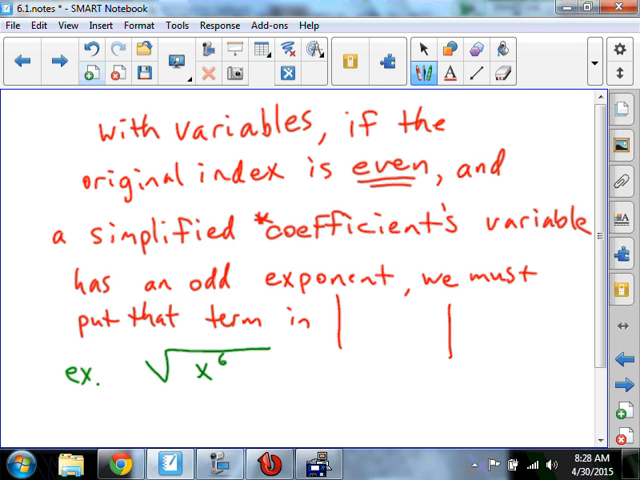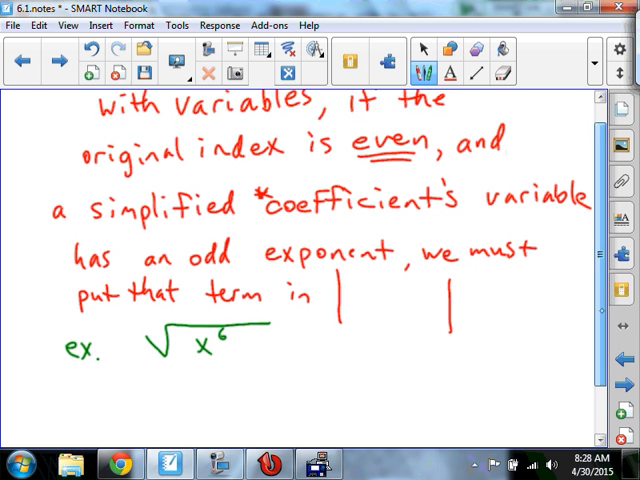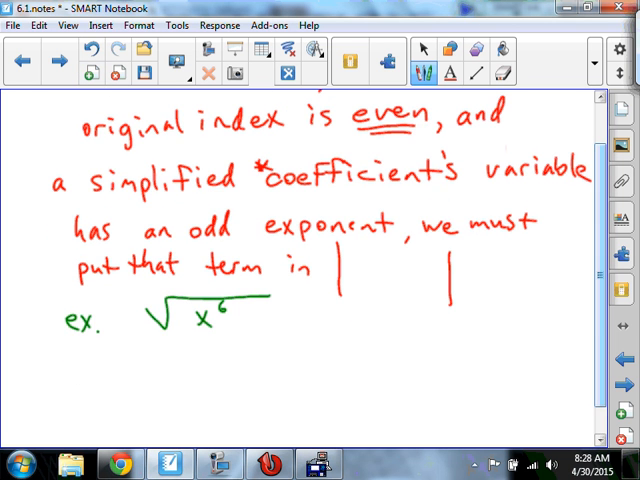So what number multiplied by itself twice would give us x to the 6th? X to the 3rd, awesome, good. Because x to the 3rd times x to the 3rd is x to the 3 plus 3, x to the 6th, great. So this simplifies to be x to the 3rd, okay?